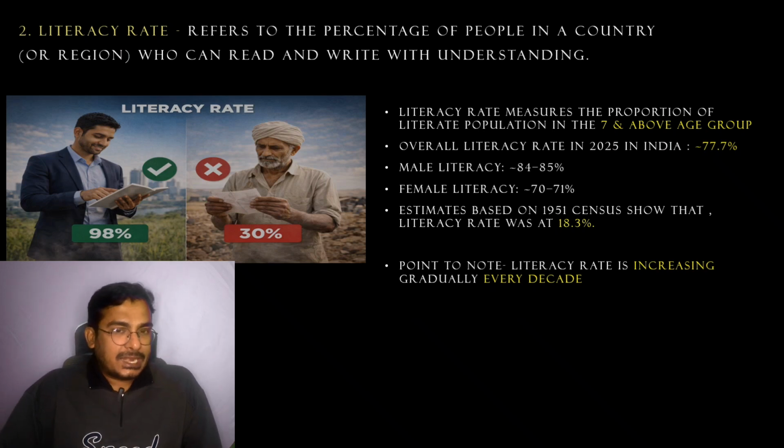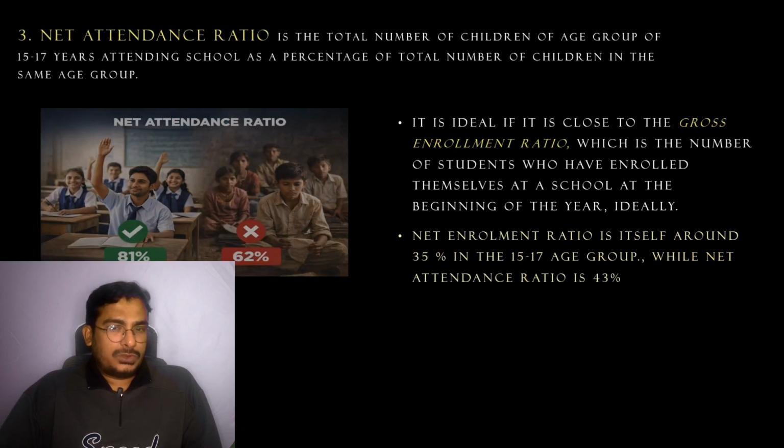Now, the other thing is net attendance ratio. What is net attendance ratio? It's the total number of children of the age group of 15 to 17 who are attending school, as a percentage of the total number of children in that same age group. So it's nothing but the number of children who are attending the school, and it's equated with gross enrollment ratio.